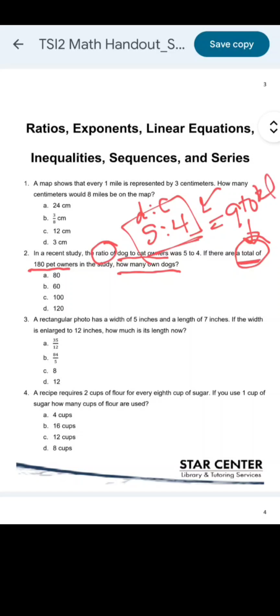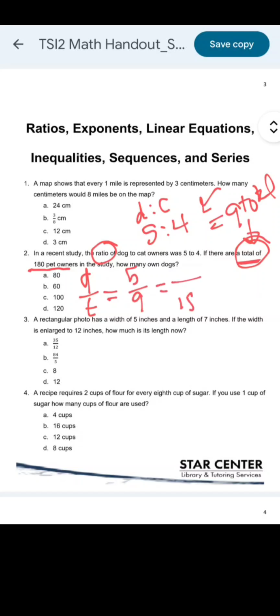They want to know how many own dogs. So my ratio now is going to be dogs to total. When there are 5 dogs, there's a total of 9 animals. They want us to determine the number of dogs with 180 animals. Here you can do the same thing. You can either cross multiply and divide, or look down here and see what do I multiply 9 by to get 18. You can cover up the 0 and say, what do I multiply 9 by to get 18? It would be 2. Add the 0 back, that would be 20. Do the same thing to the top. 5 times 20 is 100.